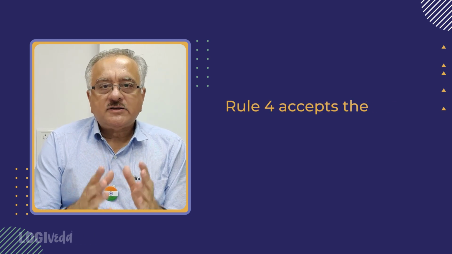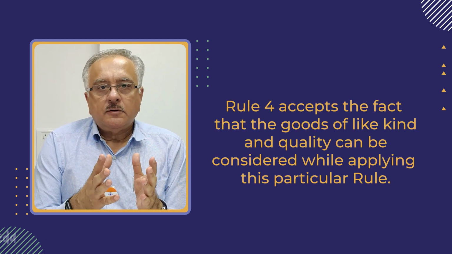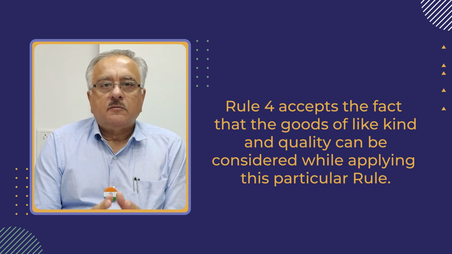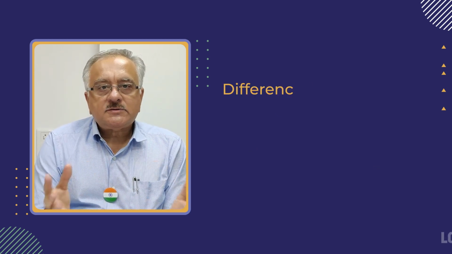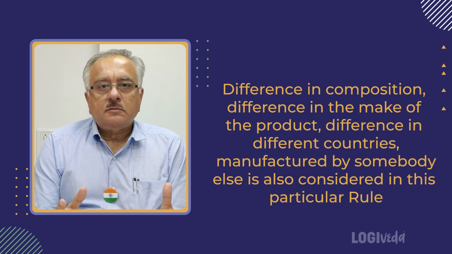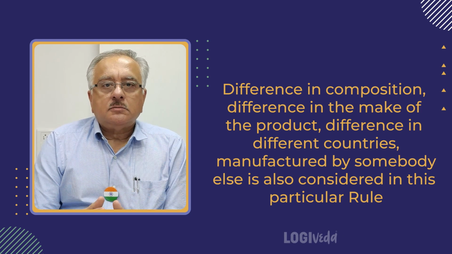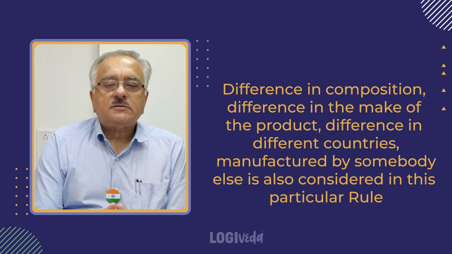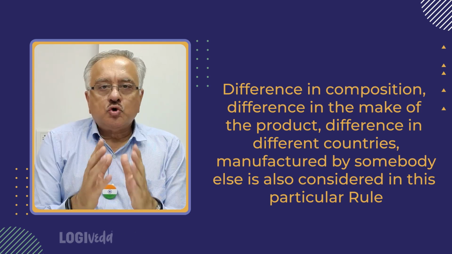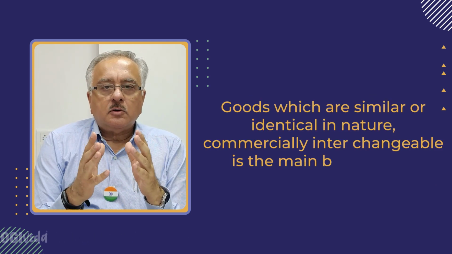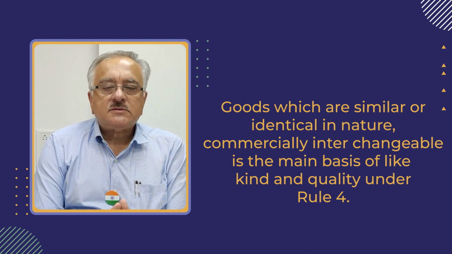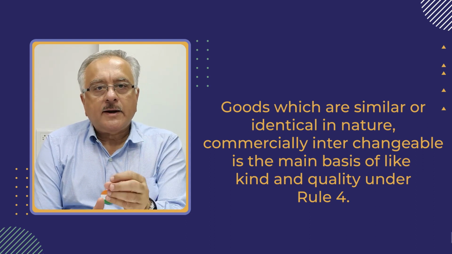Essentially, Rule 4 accepts the fact that the goods of like kind and quality can be considered while applying this particular rule. Hence, difference in composition, difference in the make of the product, difference in different countries, manufactured by somebody else is also considered in this particular rule. So goods which are similar or identical in nature, commercially interchangeable, is the main basis of like kind and quality under Rule 4.